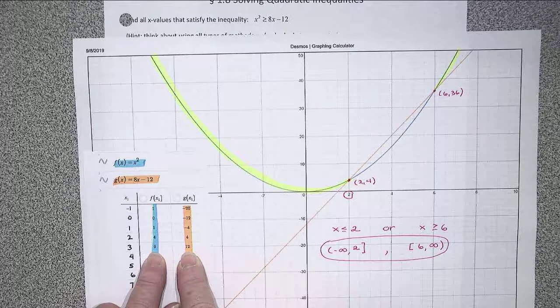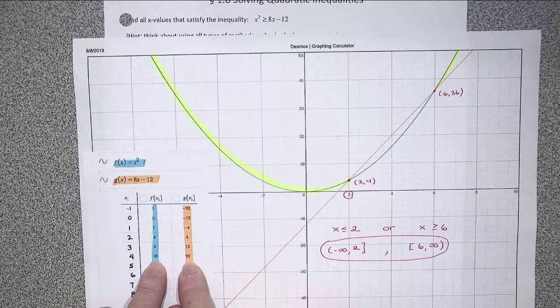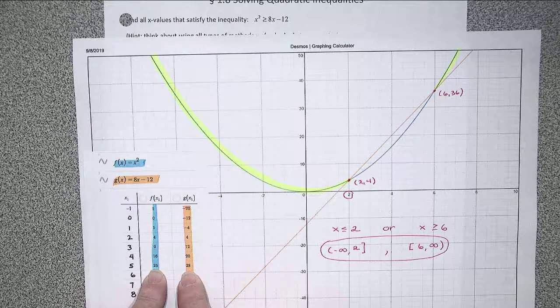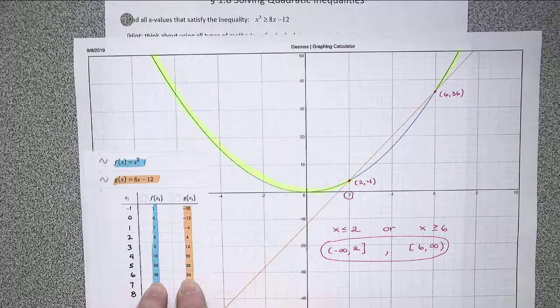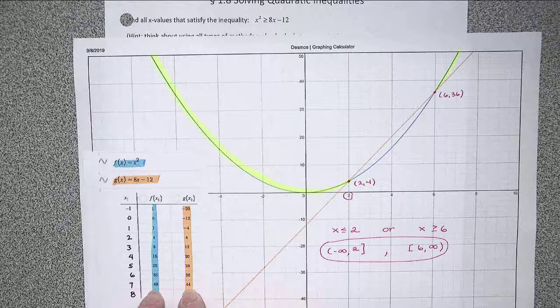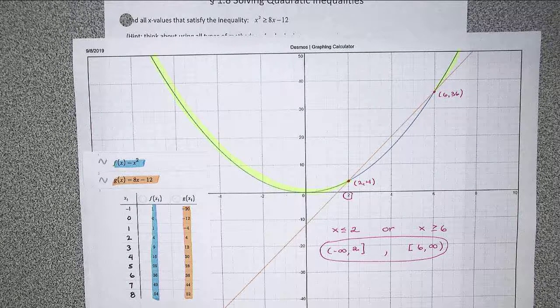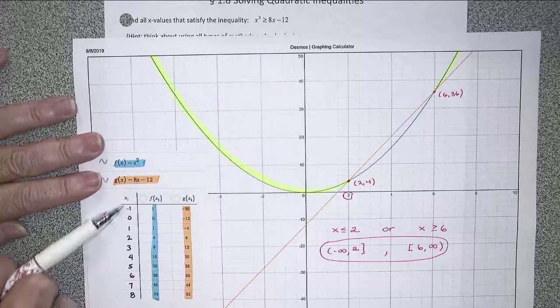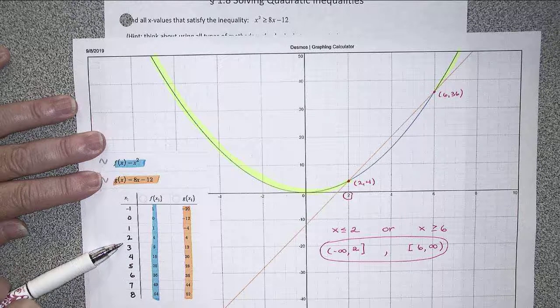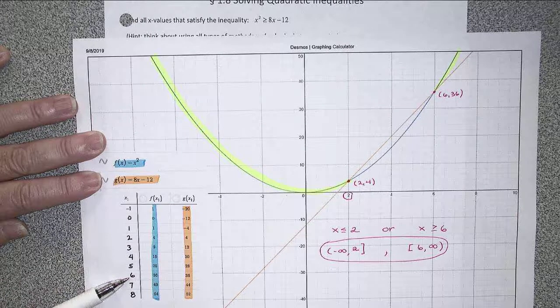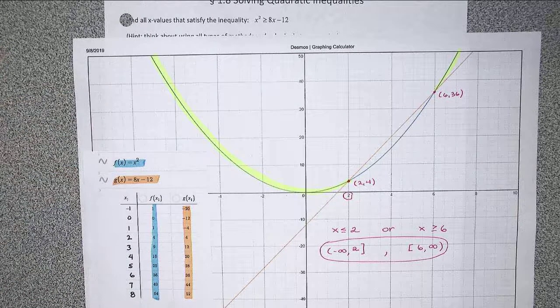Now everything reverses. X squared is smaller. The blue is smaller than the orange number. Here, here, and here. Until we get to 6, where they're once again equal. And then we pick up again with the blue, the x squared being larger than the linear number. So you can see using the table of values as well that our solution goes from negative infinity to 2, then skips for a while, and picks up at 6, and keeps on going.